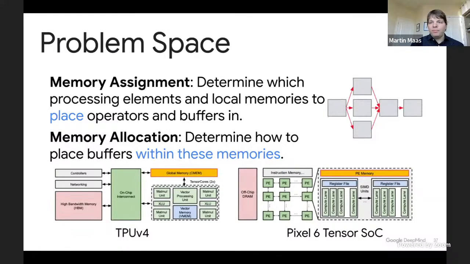So you have the data flow graph, you have different buffers. You need to determine which memory in the memory hierarchy each buffer should be allocated to. And then there's a second problem called memory allocation, which is that once you have assigned the buffers to a particular memory, for example, on-chip memory, how do you decide within this memory where this buffer should be placed? And that's the problem we're specifically focusing on in this work.